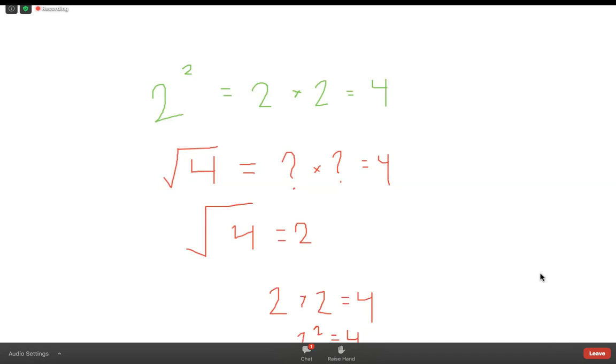Someone asked if 3 to the power of 5 could be called 3 to the 5th power. Yes, I think that's the same.